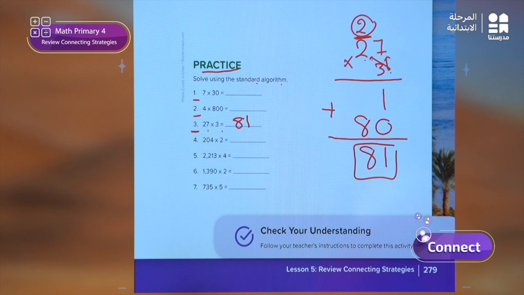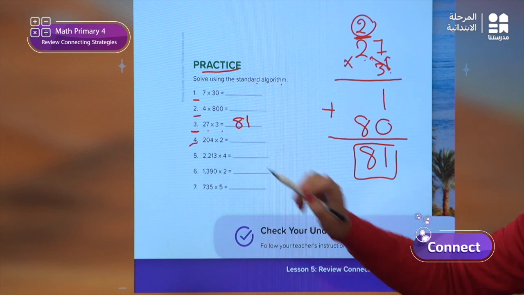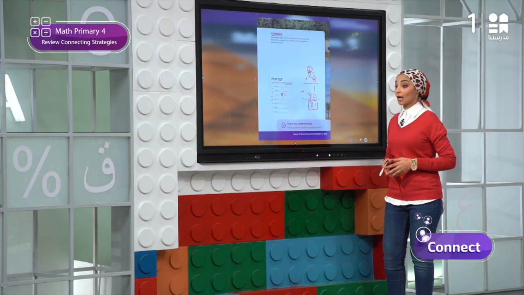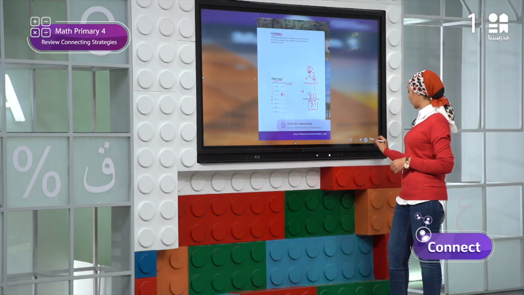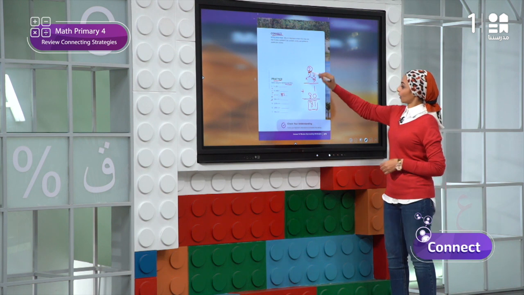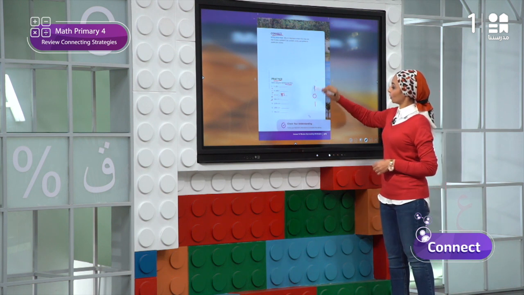Okay? And now let's move to problem number 4. In the same way, I will solve all these problems using the standard algorithm. Let's solve problem number 4 together. Okay, let's solve problem number 4 all together.